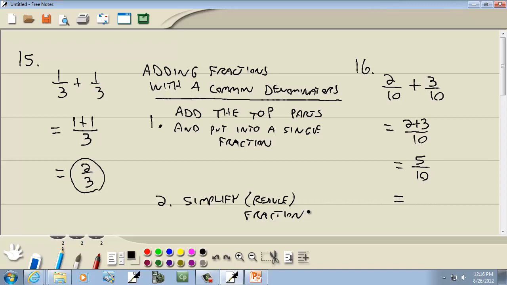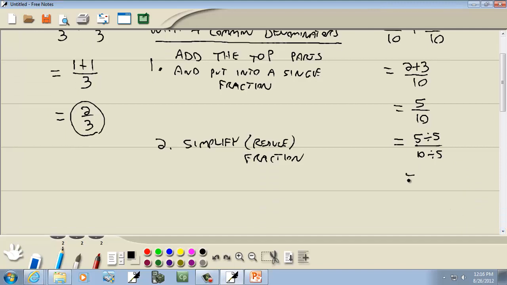Now step 2, simplify, reduce the fraction. I notice the top and bottom are both divisible by 5, so 5 divided by 5, and 10 divided by 5. 5 divided by 5 is 1, 10 divided by 5 is 2, so our answer is 1/2.